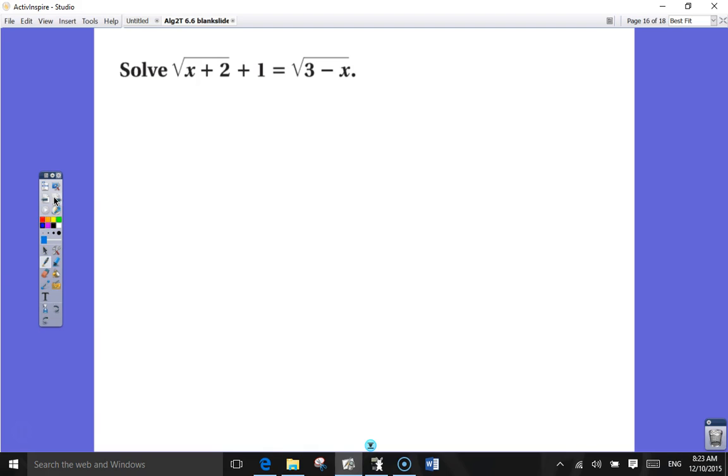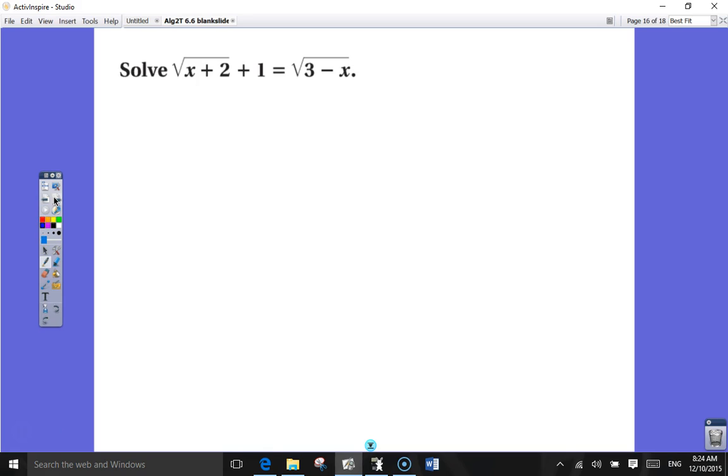Now, what's different about this problem than the one before? There's two square roots. So when it says isolate the radical, how are you going to do that when there's two radicals? When there's two radicals, first isolate one of them, undo it, and you'll still have one radical left, and you'll have to then isolate that one. So it's just a two-step process, right?